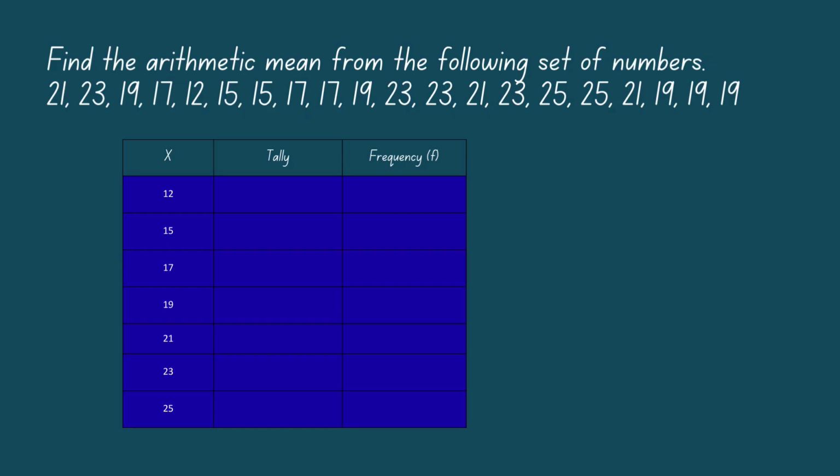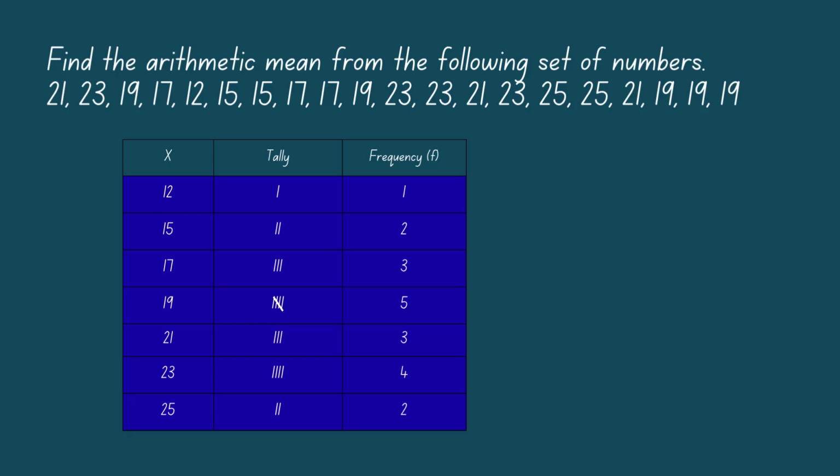So you can pause the video here, count all these numbers, do it on your own, and then come back and check whether you have got the correct answer or not. I hope you have done this, and this is the correct table here. You have these x values 12, 15, 17, 19, 21, 23 and 25, and against them you have the tally and then you have the frequency. You can cross check if you have got the correct table or not.